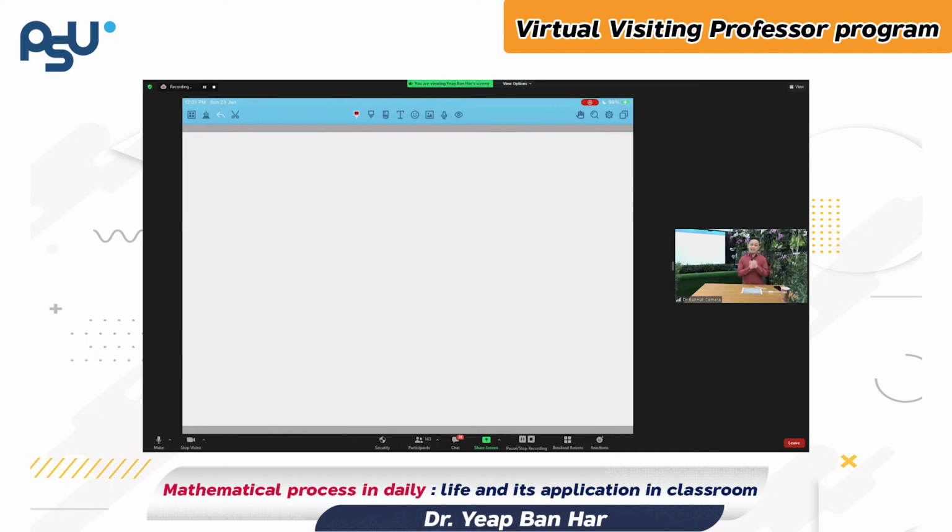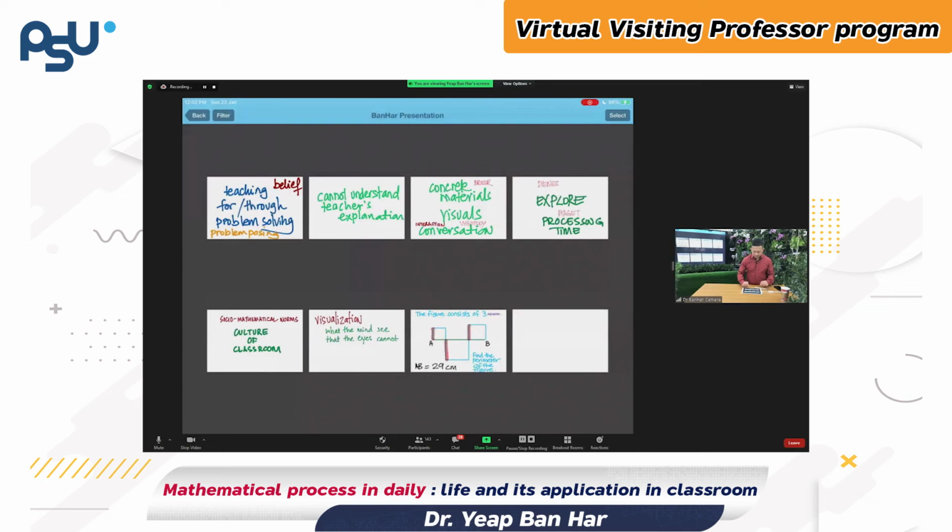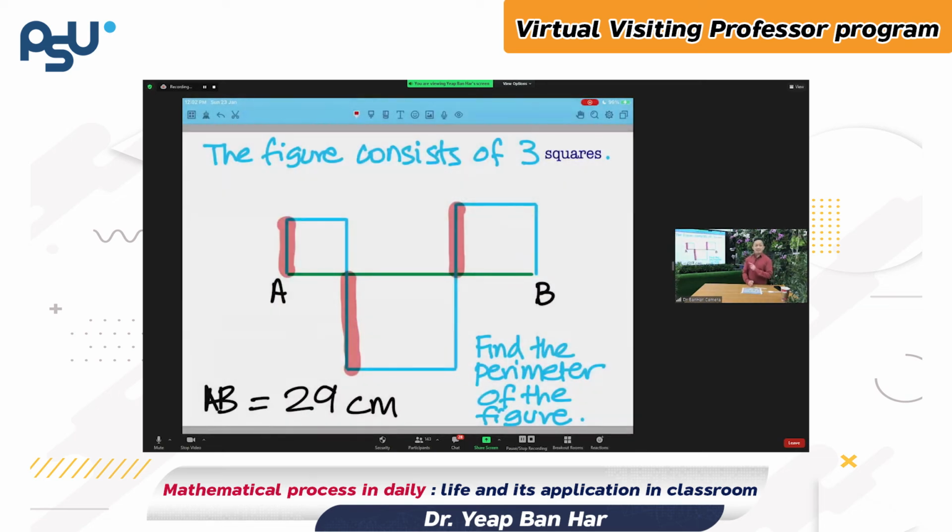Using mathematics in our daily life is using mathematical processes, like visualizing, like problem solving, that we do in mathematics but we also do in our daily life. What does it mean? It means when we teach a lesson, like the one we did a while ago, the teacher wants them to visualize. Why? Because visualizing is what you do in your daily life.